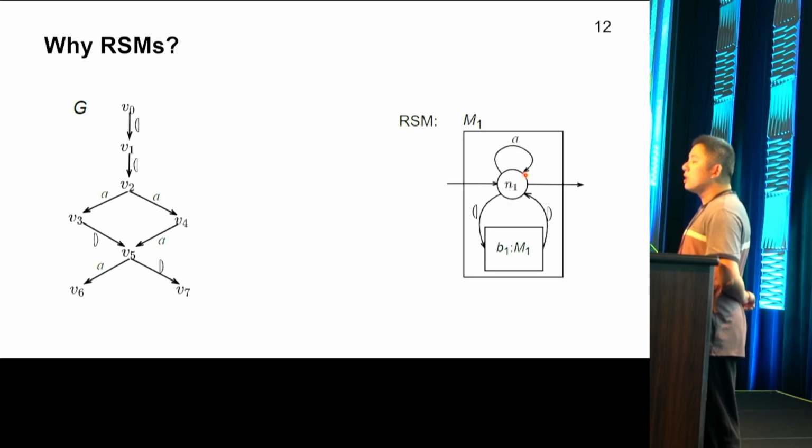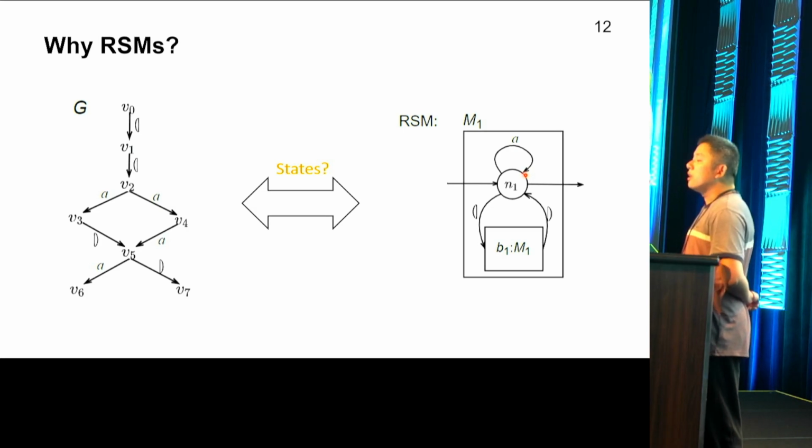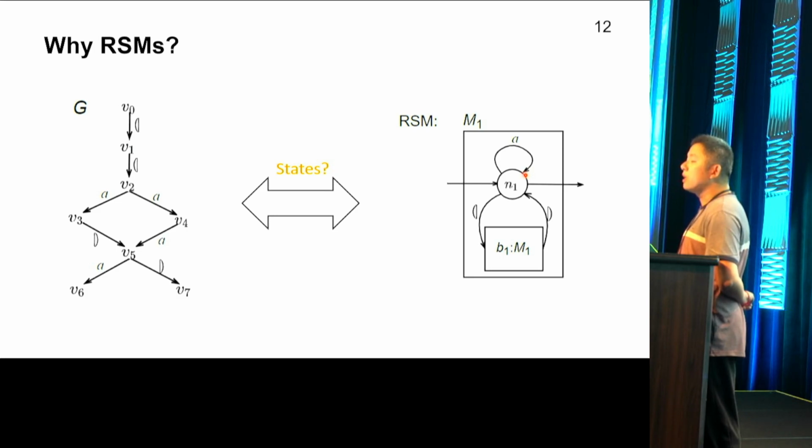Our motivation comes from the observation that in the CFL reachability problem instance, we have an edge-labeled graph, and the RSM is yet another edge-labeled graph. Both graphs are labeled by the same set of labels. If we can build the correspondence between the states in the RSM and the nodes in the graph, then we can utilize our knowledge of RSMs to simplify the graph.